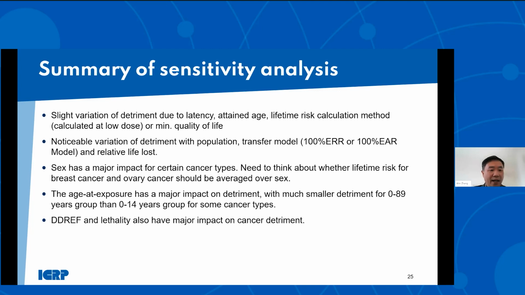The age at exposure has a major impact on detriment, with a much smaller detriment for the 0 to 89 years group than the 0 to 14 years group for some cancer types. And also the DDIF and the lethality also have a major impact on cancer detriment.